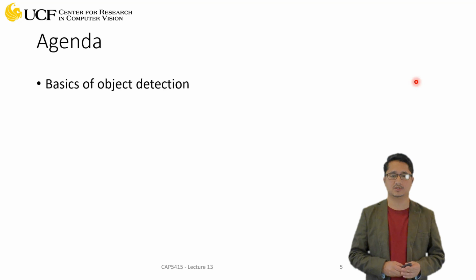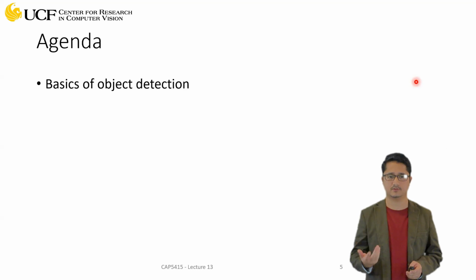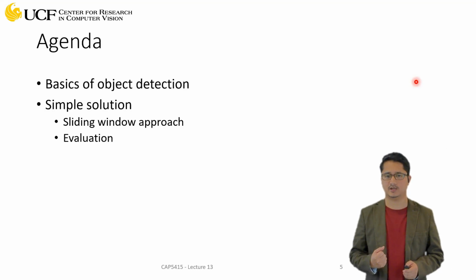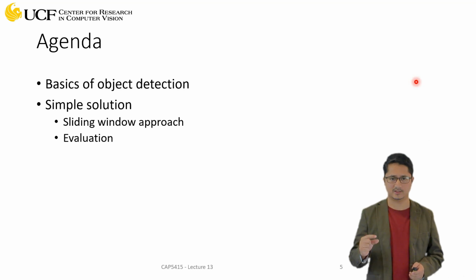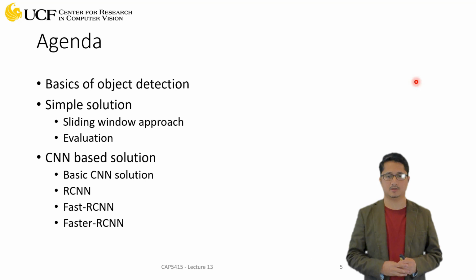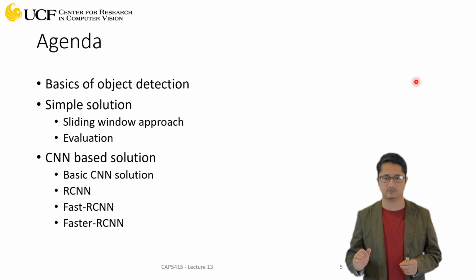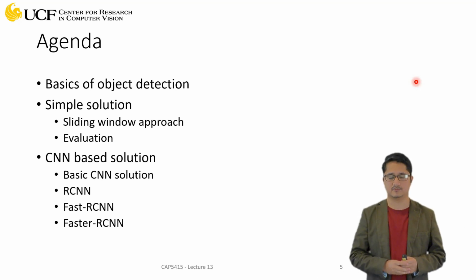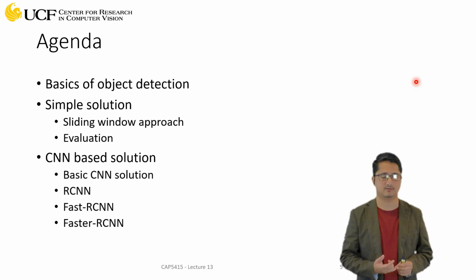All right. So the agenda for this lecture is we'll briefly cover the basics of object detection, what object detection is, and how it's different from image classification. We'll start with a very simple solution, which we have talked about earlier in the course as well: the sliding window approach. Then we will briefly cover how we evaluate any object detection algorithm. That's actually a very important topic. Followed by that, we'll have CNN-based approaches, and we will go through a series of algorithms, and all of them are related. We'll start with the basic CNN solution you can have, and then a series of 3 algorithms which are based on the region proposal network.